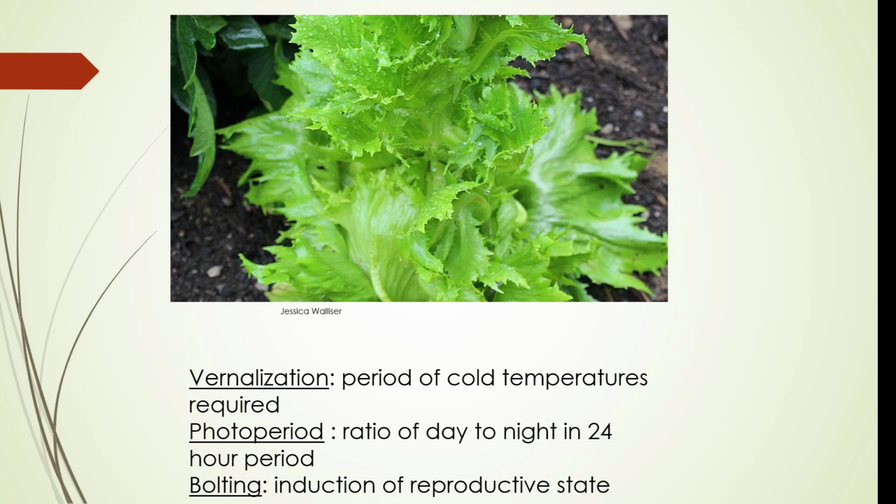So vernalization is a period of cold temperatures required for a plant to go into dormancy. Photoperiods are the ratio of day to night in a 24-hour period. And bolting is the induction of the reproductive state. And this is a picture of lettuce that is bolted. And many of you know, if you've grown lettuce, that this is not when you want to eat it. It's very bitter at this stage of the game.